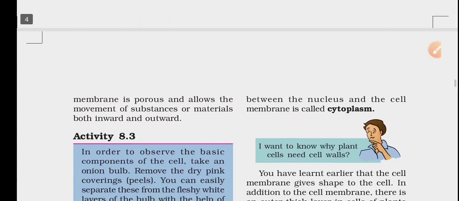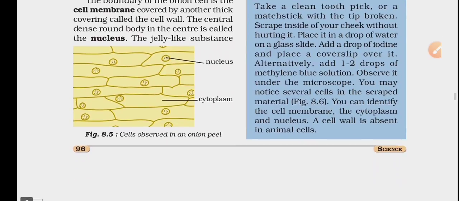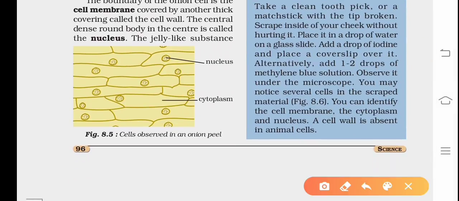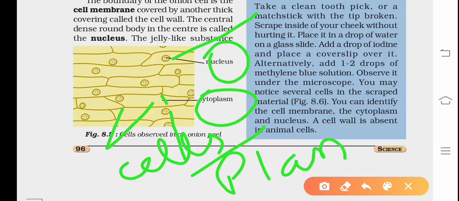Moving on to the next topic, we see here a diagram. Now, what is shown in the diagram are the cells observed in an onion peel. Here we can see that there is a nucleus, cytoplasm, and cells which are separated from each other. Now, these are the plant cells because we have extracted them from a plant like onion.